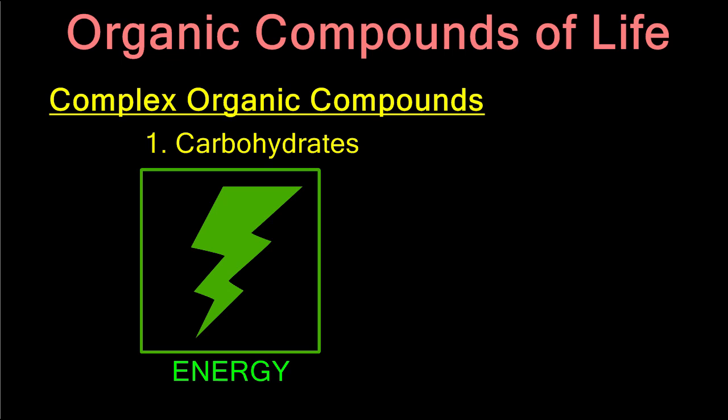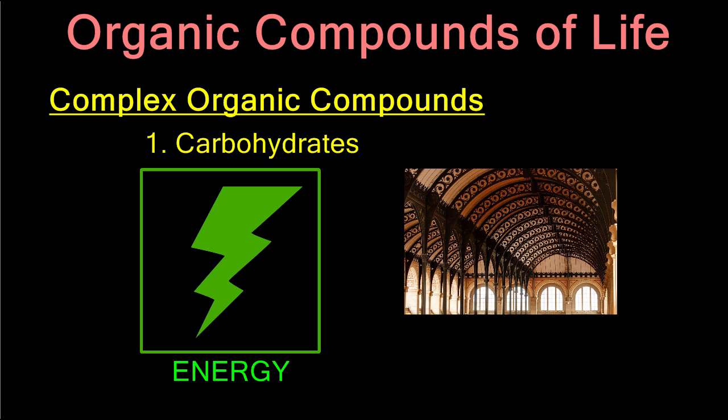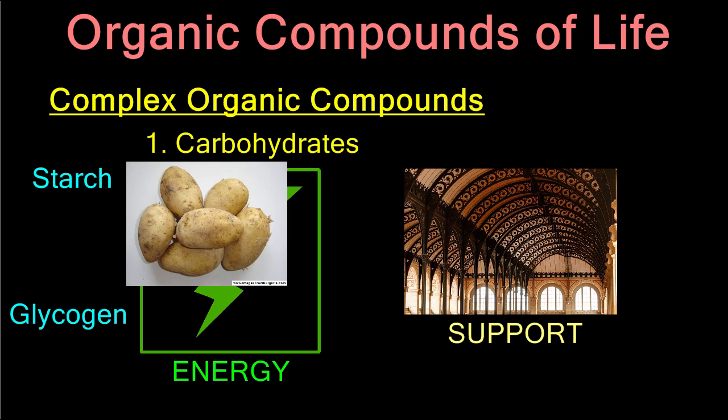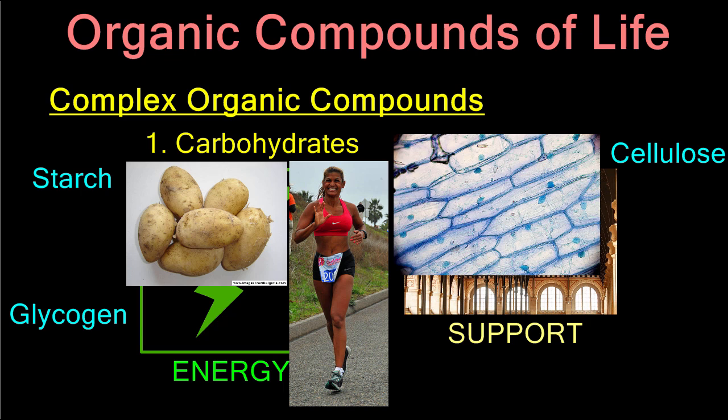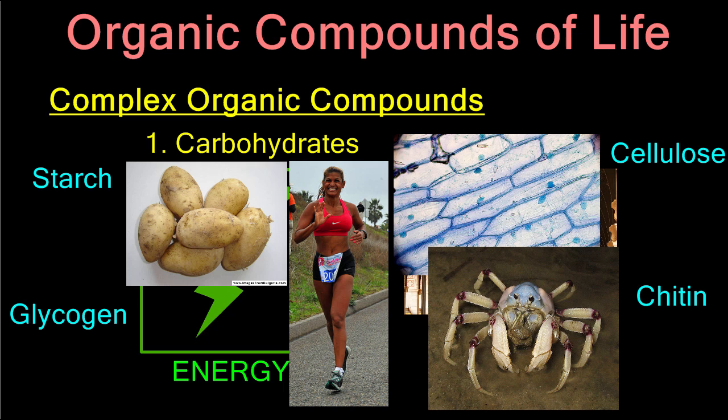This is why people carb load before a game or competition. Carbohydrates are also used in some cases as structural support. Examples of carbohydrates include starch, which is a molecule used to store energy in plants, glycogen, which stores energy in the muscle cells of animals, and cellulose, which makes up cell walls of plants and is used for structural support. Chitin is a carbohydrate that forms the shells of crustaceans and insects.